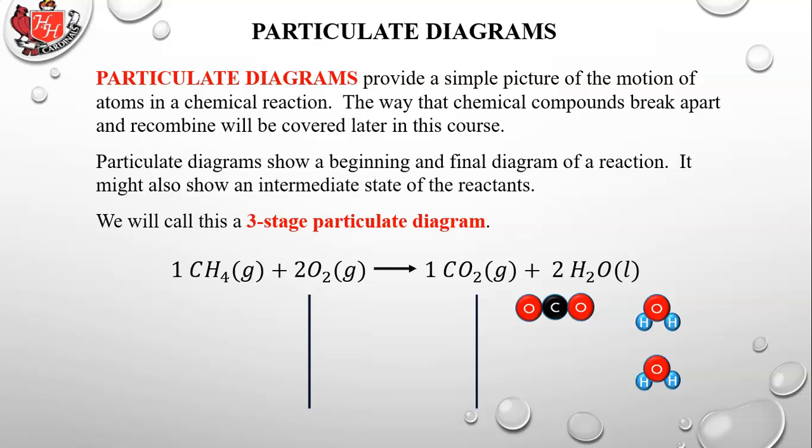Okay, and we're going to call that a 3-stage particulate diagram. It's called a particulate diagram. I just added the term 3-stage to indicate you show the reactants, you show them broken apart in the middle, and then you show the products at the end.